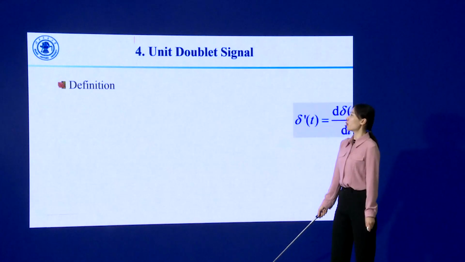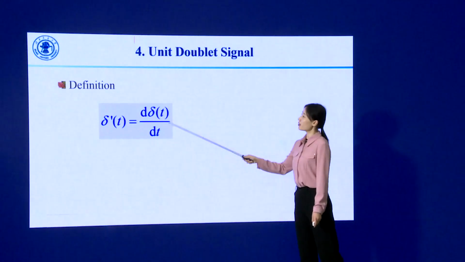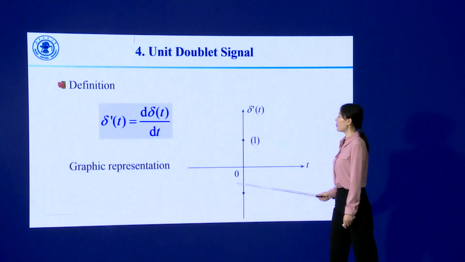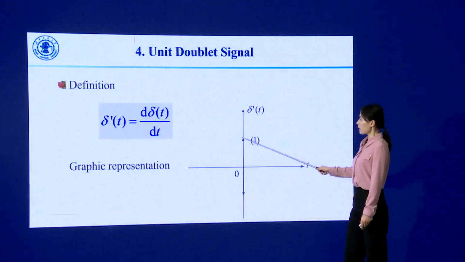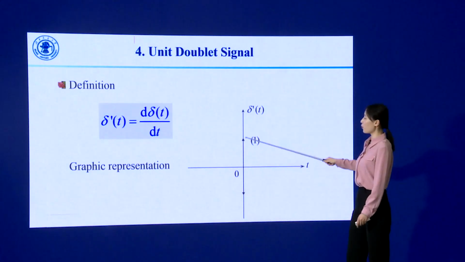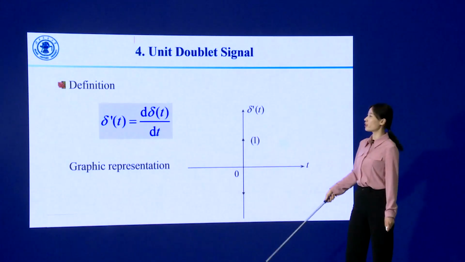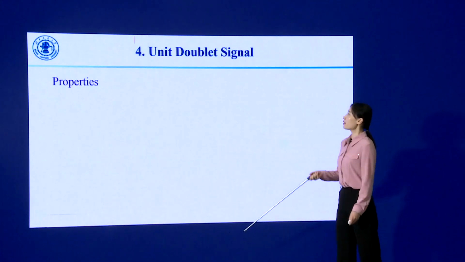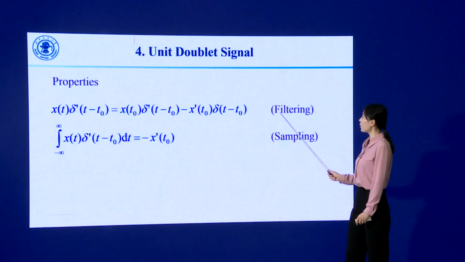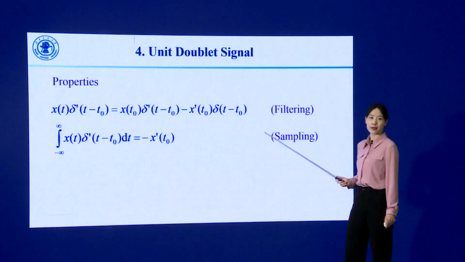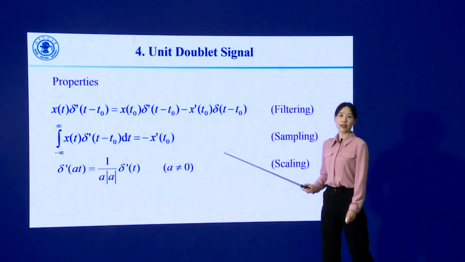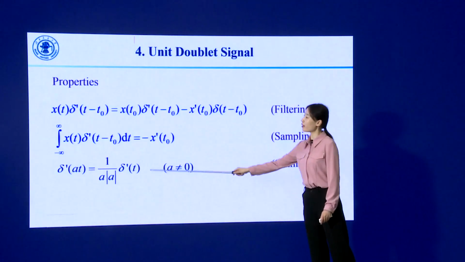The doublet signal is defined in this equation. Here is a graphic representation. In this signal, it has 2 pulses. One is upward and the other is downward. The doublet signal has some properties, including the filtering property and the sampling property. The scaling property of the doublet signal can be expressed in this equation.